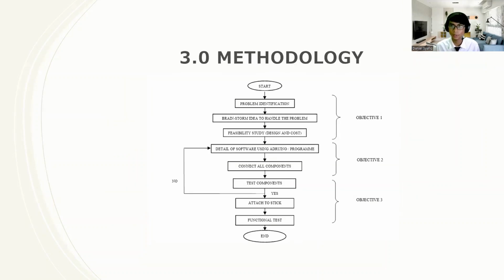Okay, so for the third, methodology. First, problem identification. Second, brainstorm ideas to handle the problem. Third, feasibility study, design and cost. Fourth, detail of software using Arduino or programs such as CATIA or finite element analysis (FEA). Fifth, connect all the components. Sixth, test components. If the function has no problem, attach to the stick. If it has a problem, go back to the detail of software using Arduino or program. And lastly, functional test.